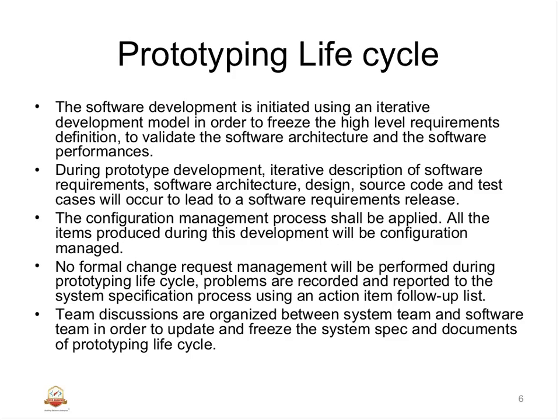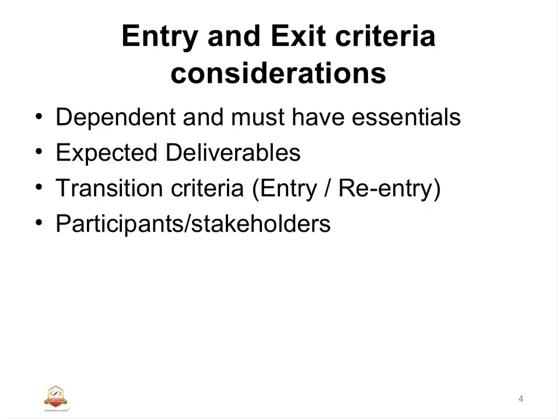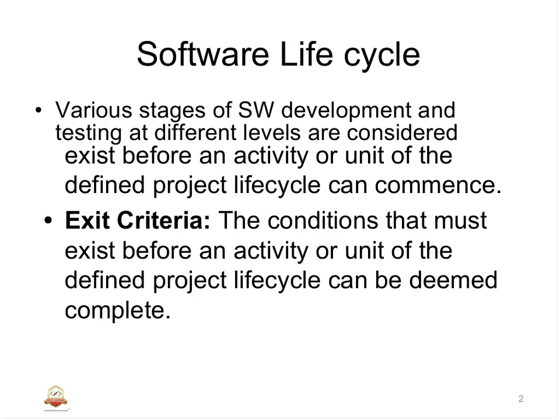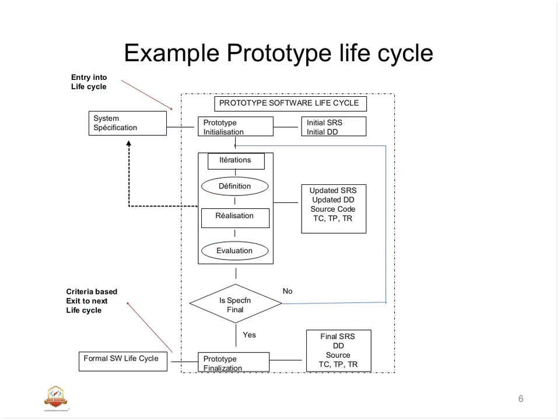And we also learned that for any embedded software development and testing, we have a prototyping and a formal life cycle. In prototyping, we define our own iterations where we define, realize, and evaluate the various items of the embedded software life cycle, and that will be iterated till it is finalized. At the end of this prototype, we have a finalized SRS, design document, source, test case, test procedure, and a set of test results.